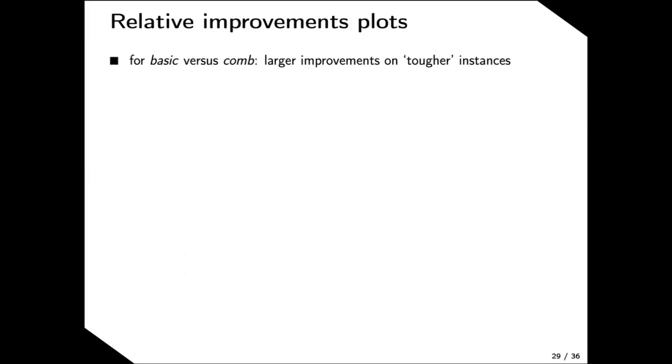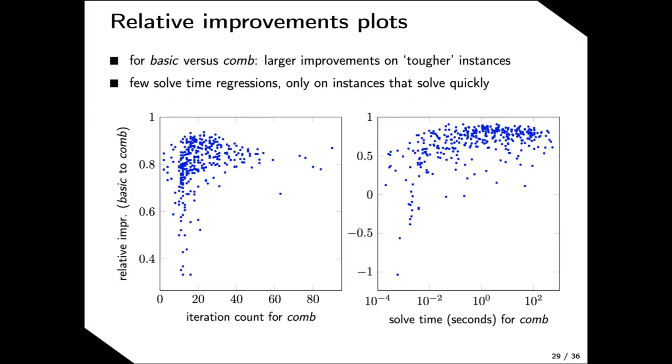One thing we note is that we tend to see larger improvements where improvements are really needed. Here we plot the relative improvement of iteration count and solve time against the iteration counts or solve times for the combined stepper. We see that when we tend to take more iterations, the relative improvement from basic to combined tends to be better, and similarly for solve time. The iteration counts of all instances improved by at least 33%. For the solve times, there are some regressions. However, those regressions are only on instances that solve fairly quickly.